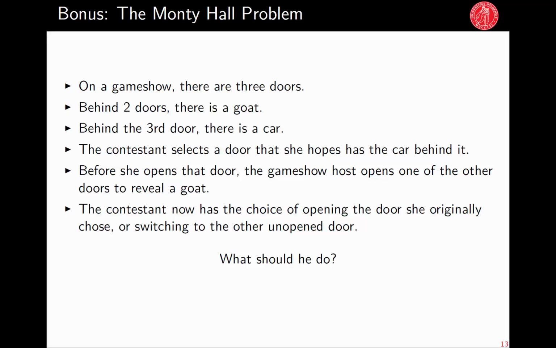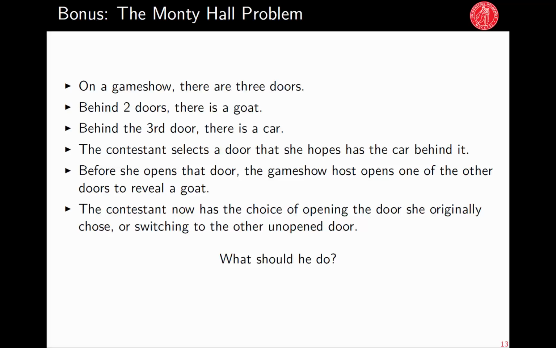So assume there's a game show with 3 hidden doors. Behind 2 of them there's a goat, and behind the 3rd door there's a car. Assume further you're more interested in the car than the goats. May depend on your profession. But we assume the car is more valuable even than the goats. And the rules of the game are that the contestant, the player, selects a door that she hopes has the car behind it. What's the probability of picking a door with the car?